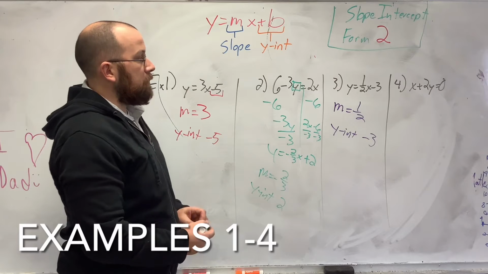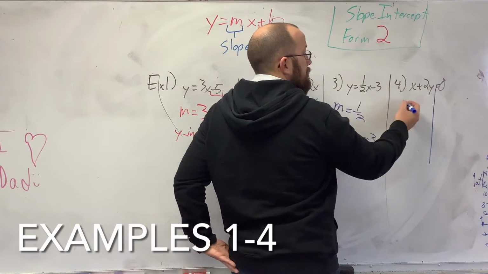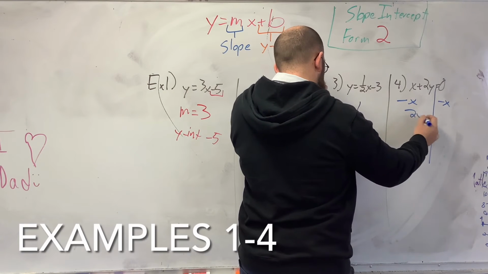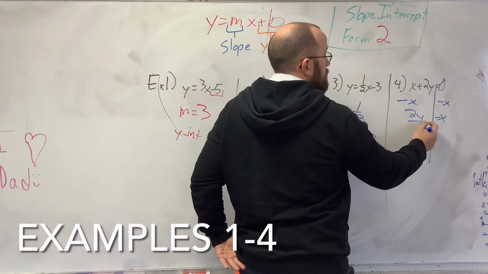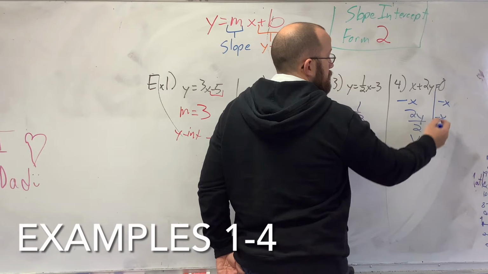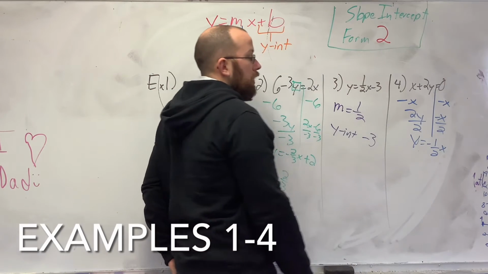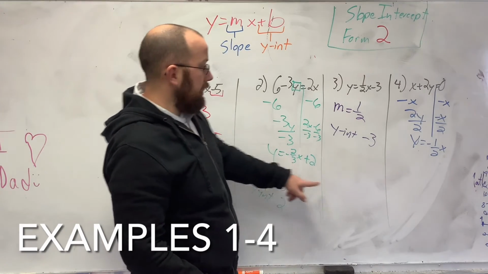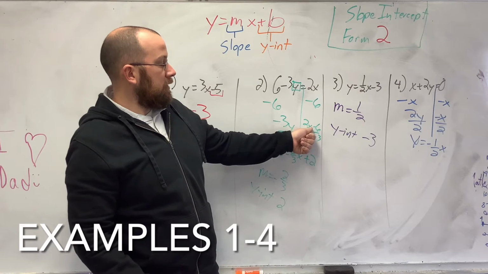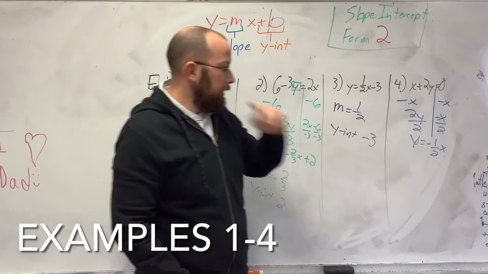All right, and our last one over here is not in slope-intercept form, so I need to put it in slope-intercept form. Subtract x, 2y equals -x, divide by 2, divide by 2. Y equals, you can leave it, or no, make it -1/2 x. So all I did here and here is I just took the 2 from the x, I just basically took the x and took it off the fraction. That's what I did here.